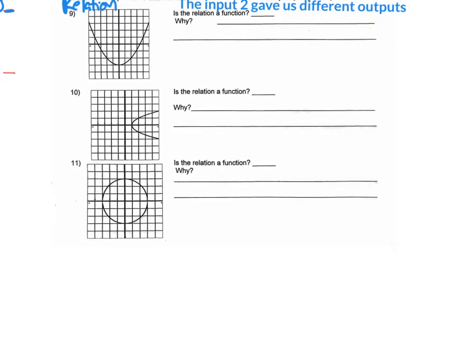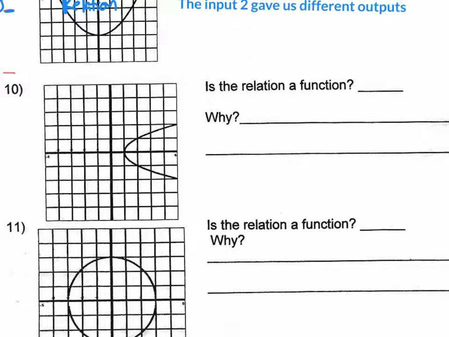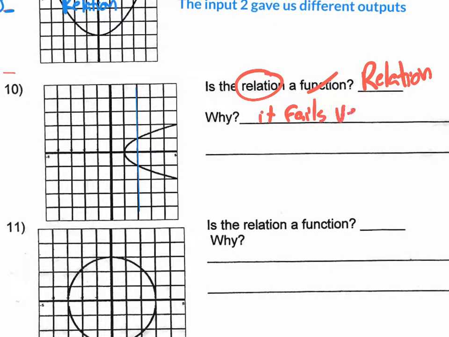So down here, number 10, is this a function or just a relation? Relation. If you do the vertical line test, this fails the vertical line test because, as you could see, it crosses at 2 different points. So it doesn't matter where you move it to, it crosses at 2 different points. So it fails the vertical line test, it's a relation. You can do that. Why? It fails the vertical line test.